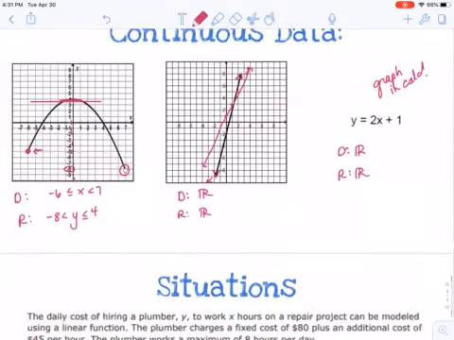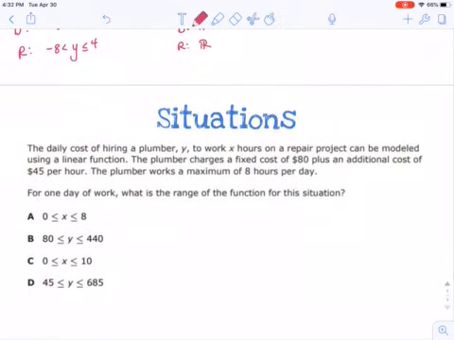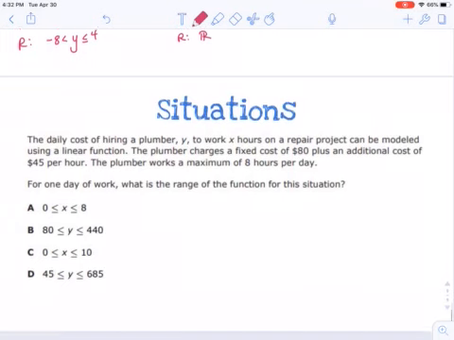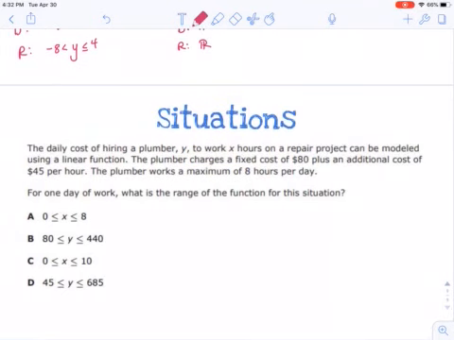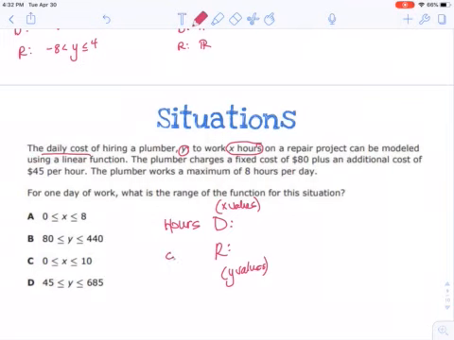Okay? Now, the last thing we talked about in Unit 2 was domain and range of situations, and this is what caused people the most grief. But just remember that it's the same idea. You're wanting to list out all of the x values, and you're wanting to list out all of the y values. It just so happens with the word problem that you're limited. So this problem is from STAAR. It says the daily cost of hiring a plumber Y to work X hours on a repair project can be modeled using a linear function. Right here, it tells you what Y and X stand for. So X is hours, which means my domain has to do with the hours. The range says Y, the daily cost.